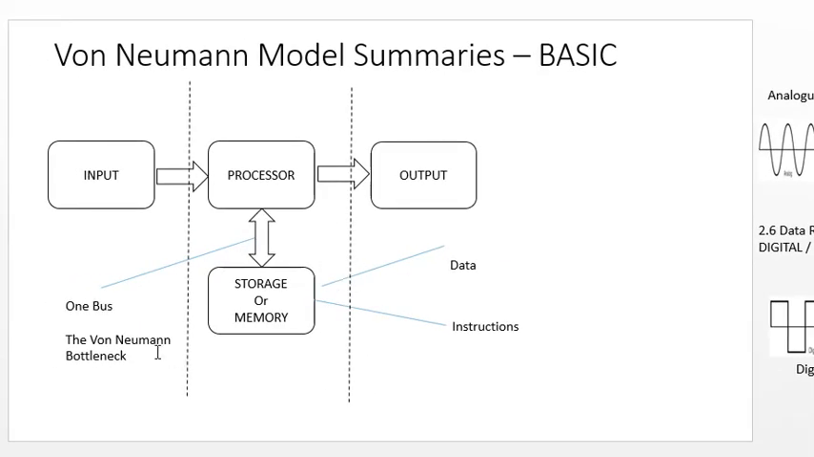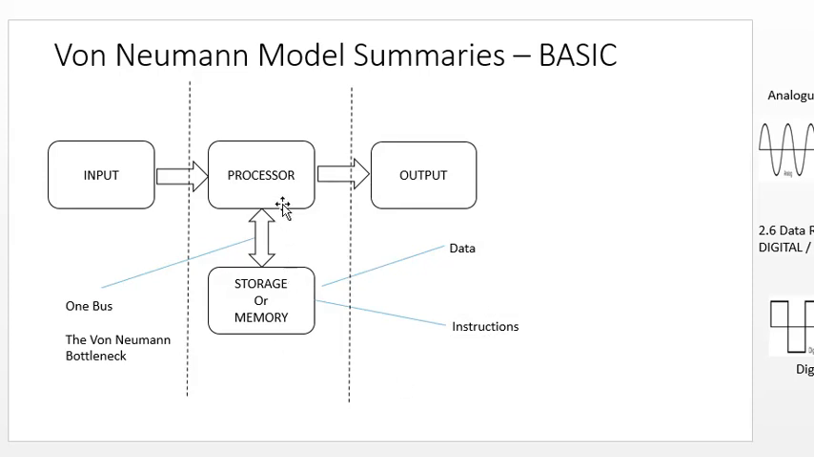Here's our basic von Neumann computer model, and as you can see we have inputs, a processor, output, and storage or memory. You've probably seen this many times before, but there are a couple of things I want you to take particular note of. The first one is that this primary storage or memory is responsible for storing both data and instructions.